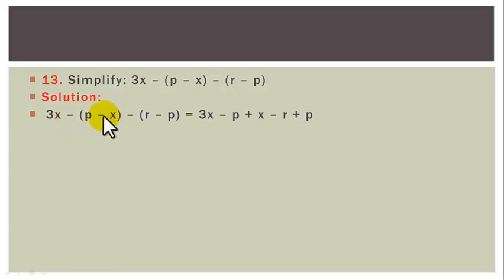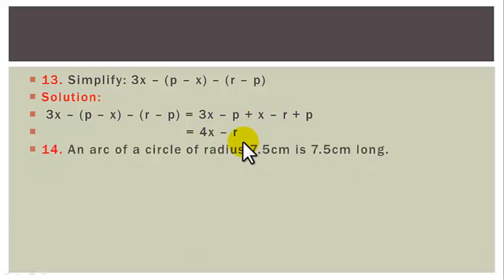This minus will change this minus here to plus, so to give us plus x. Also, in the second bracket here, when the bracket is open, you have minus r minus minus p, which is plus p. As you can see, minus p plus p will cancel out. So we are now left with 3x plus x, which is 4x, minus r as the solution.